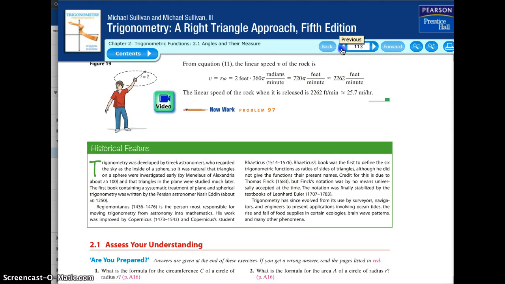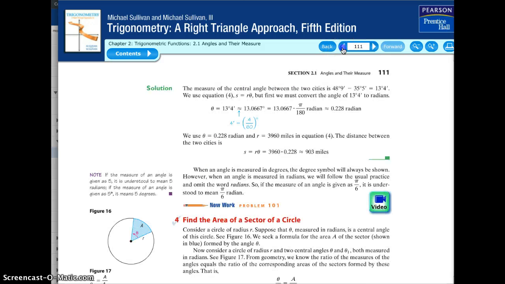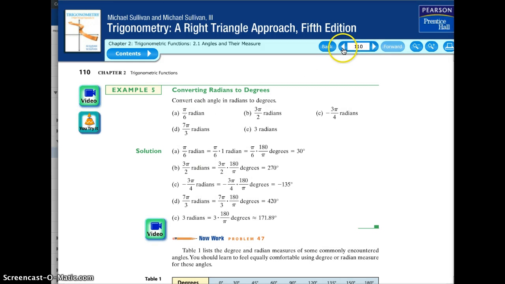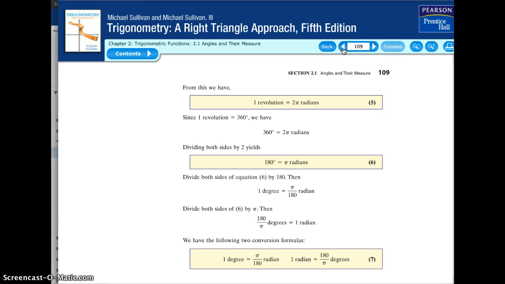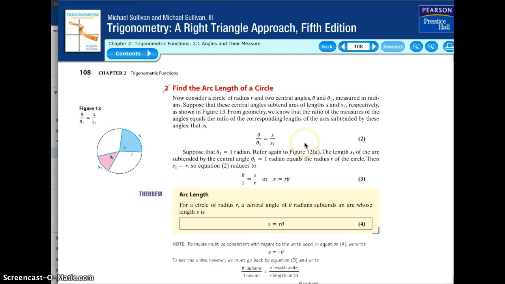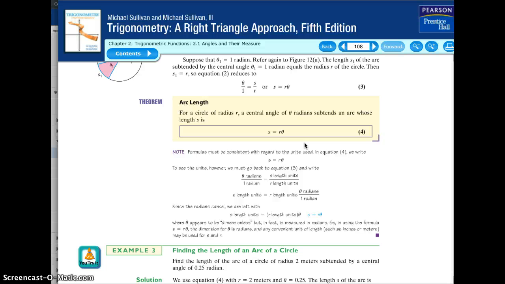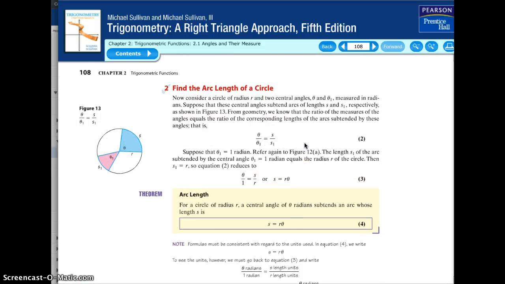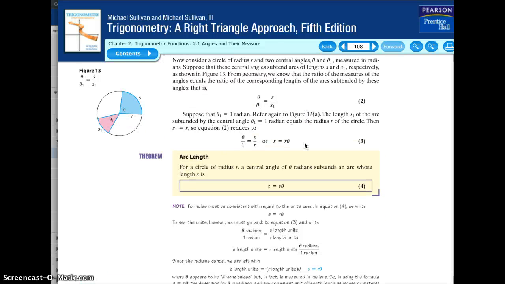And you can browse through the section by using these arrows at the top. You can go forwards or backwards. And you're not limited just to section 2.1. It'll just start you in section 2.1 since that's the section that you selected. This is the same content that's in the hard copy of the book. It's just a digital copy.